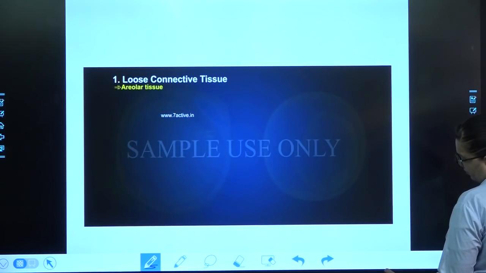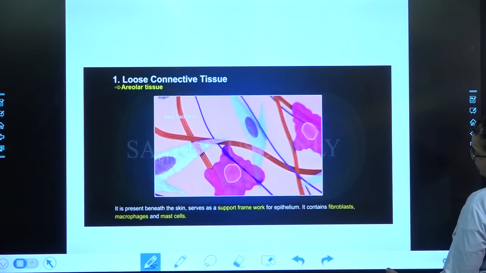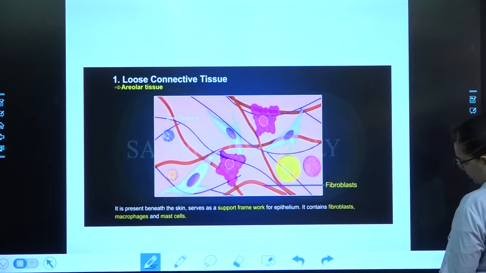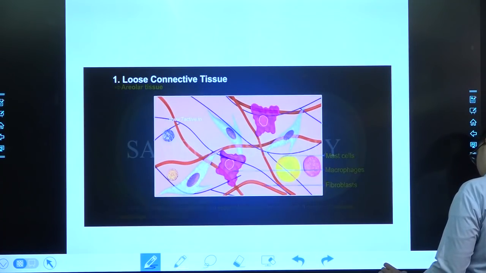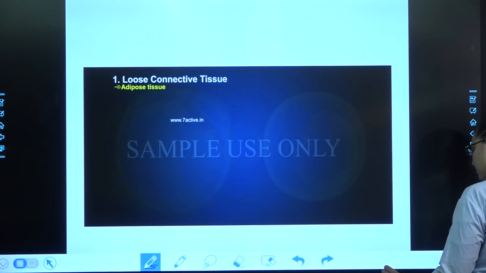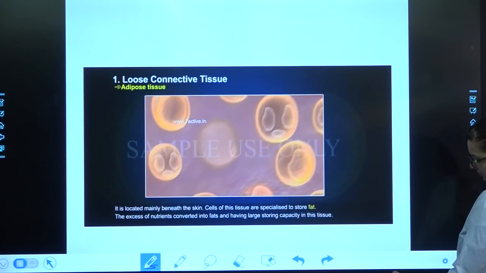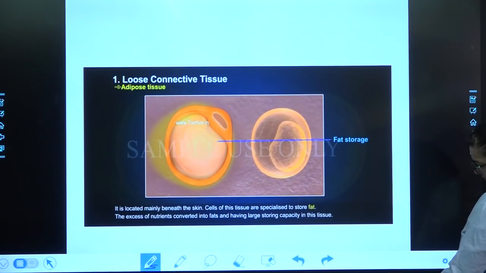Areolar tissue. It is present beneath the skin, serves as a support framework for epithelium. It contains fibroblasts, macrophages and mast cells. Adipose tissue. It is located mainly beneath the skin. Cells of this tissue are specialized to store fat. The excess of nutrients is converted into fats, and this tissue has a large storing capacity.